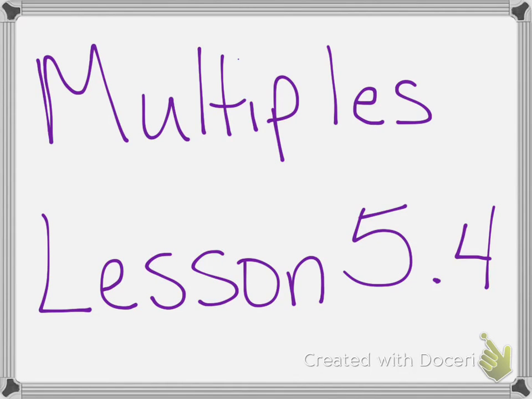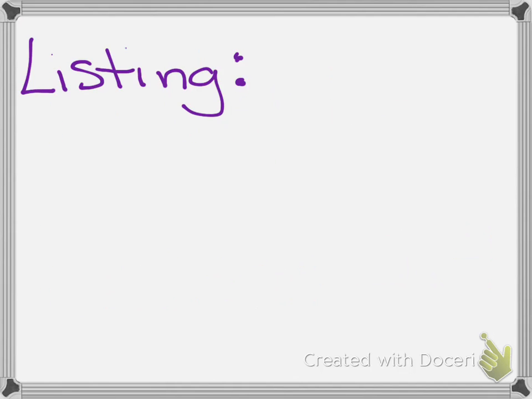Lesson 5.4 is on multiples, and it's going to start just by listing multiples, and then it's going to ask the students to list a certain number of common multiples between two digits. So my first example, I'm just going to be listing multiples for a number, and it's just basically taking a counting number and multiplying it times, let's say, 5.